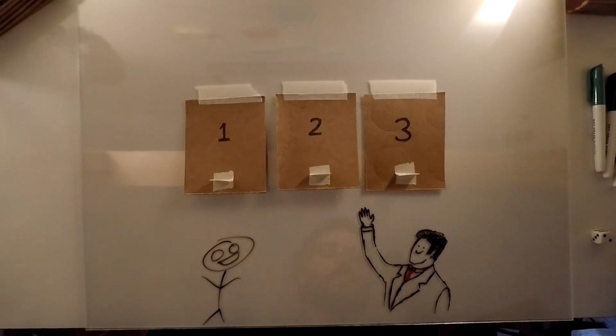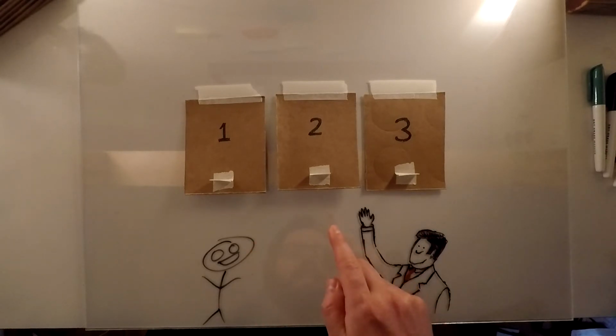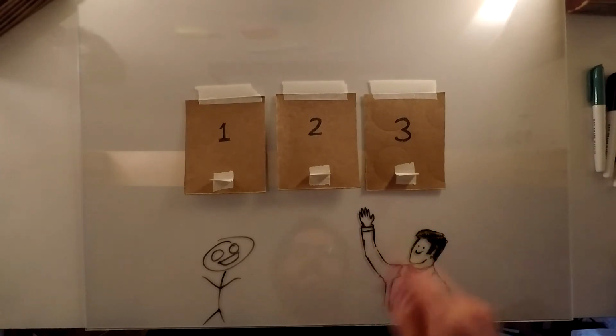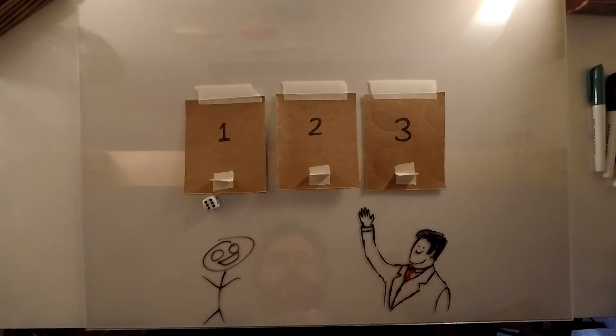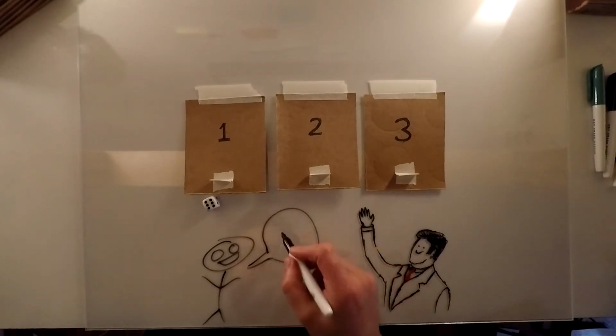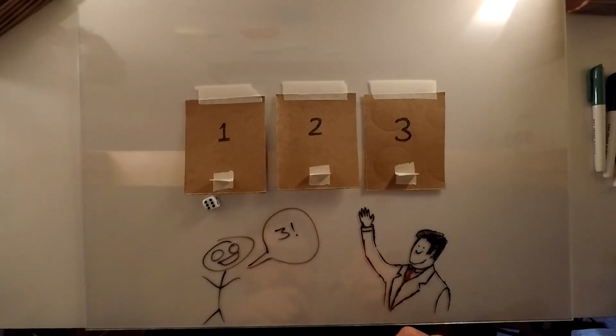So the way the game goes is Monty invites the contestant to choose a door. So we're gonna use the roll of a die to do that. So 1 and 2 will be door 1, 3 and 4 will be door 2, 5 and 6 will be door 3. So the contestant chose door 3.